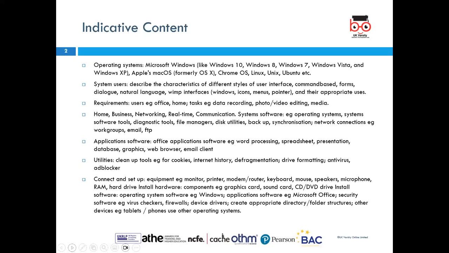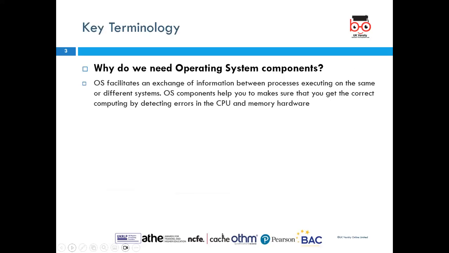We will also look into the requirements. For example, we're going to look at types like Office and Home. Then we'll look into other components like networking and communication, and how it is a system software. Then we'll look into application software, utilities, and then we'll conclusively look into how to connect and set up our environment.